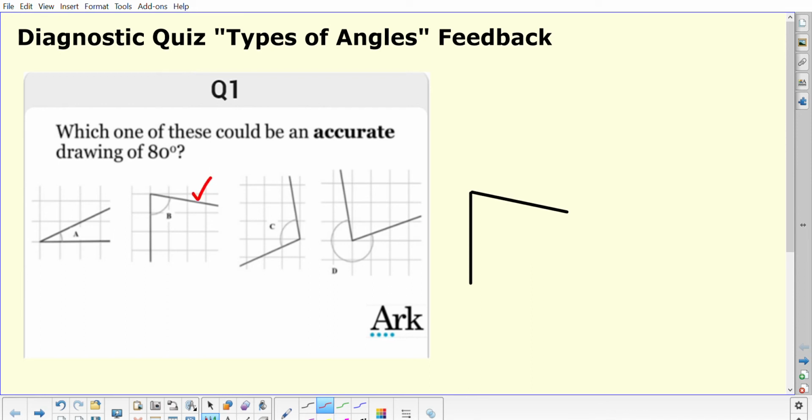Clearly A is much less than your 90 degrees. This one here clearly is a bit bigger than 90, and then this one here is definitely much bigger than a 90 degree angle. So the one you should have chosen was angle B.